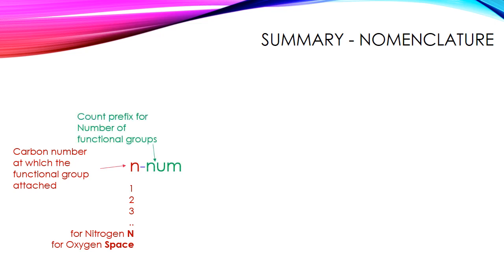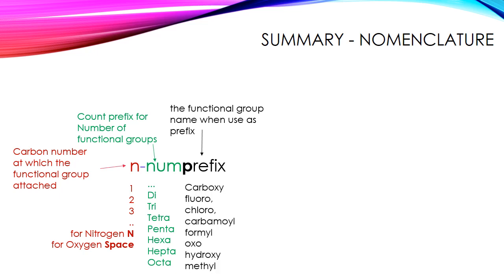Then the numerical prefix for the number of functional groups attached of the same type. You have to write down whether it is mono, or without any prefix for one functional group. Then di, tri, tetra, penta, hexa, hepta or octa, like numbers, for how many sub-functional groups are attached. Then the prefix of that sub-functional group you have to write down according to the table I mentioned earlier. It may be carboxy, fluoro, chloro, formyl, oxo, hydroxy, methyl, like prefixes you can use.